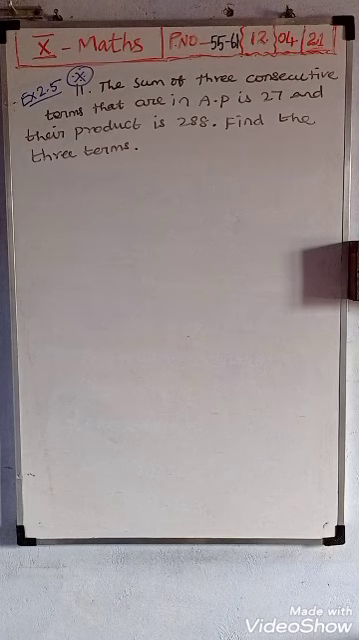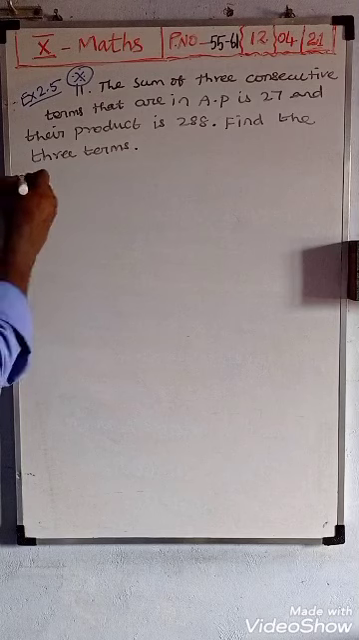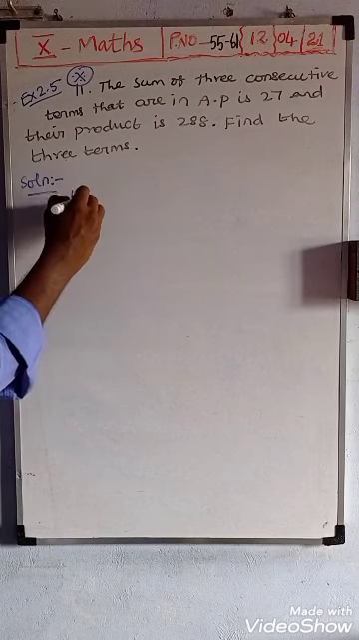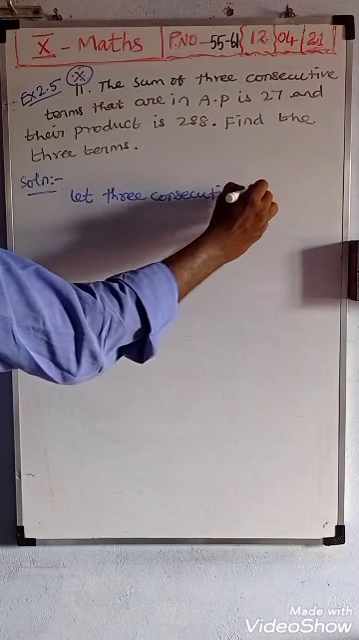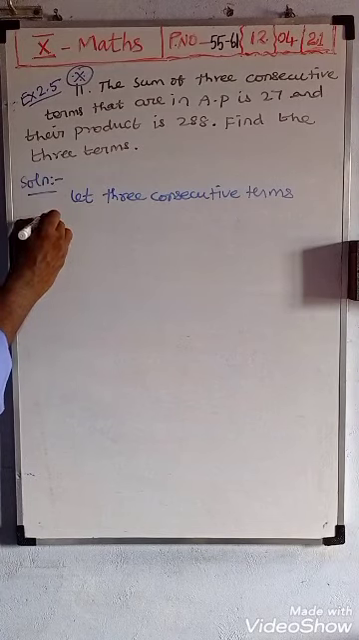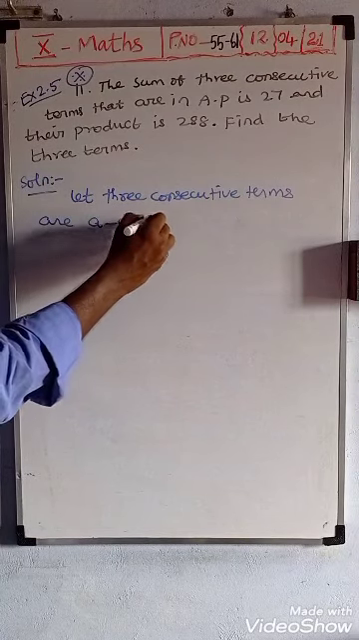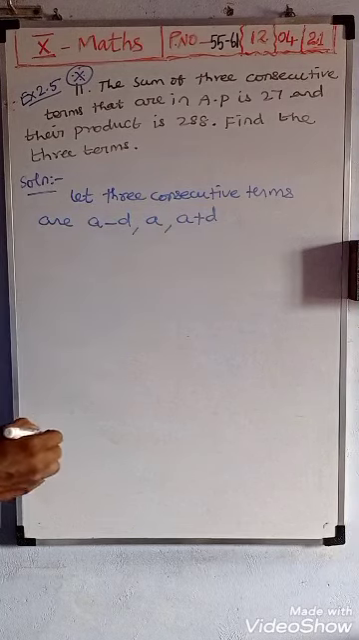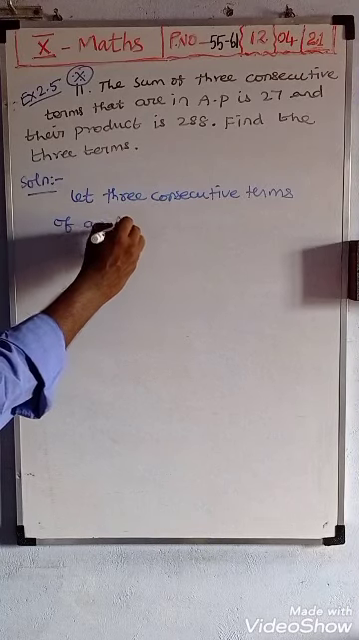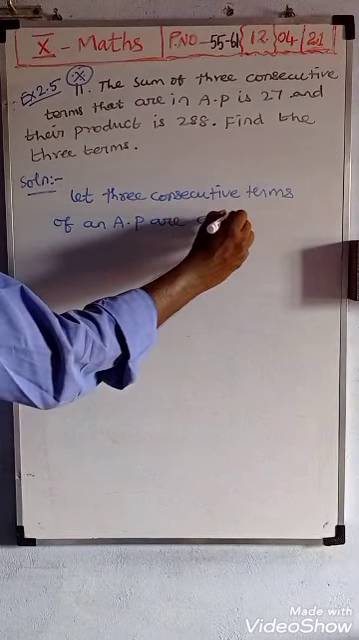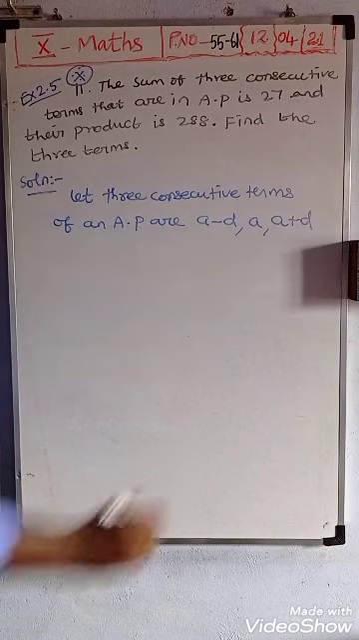So here formula is there. How does an AP look like? A, A plus D, A plus 2D up to etc. You know, like that. Here 3 consecutive terms you want to take as first. See solution, you want to choose: let 3 consecutive terms of an AP be A minus D, A, A plus D. So you want to choose like that.